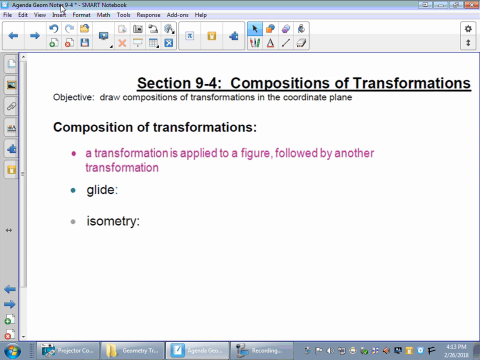Of course, because mathematicians like to do crazy things and name random things, one of these orders actually has a name, and that is the glide. A glide is when you make an image translate, and then you follow it by a reflection.